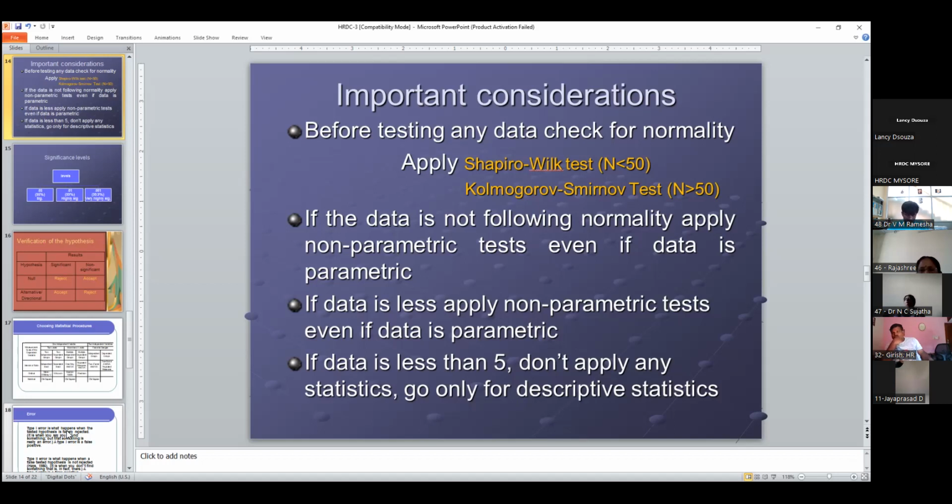Suppose your data is only 5 or below, please don't apply any statistics. It amounts to abuse of inferential statistics. You can just go for descriptive statistics. So again, I'm repeating, if data is very less, it is not wise to use any inferential statistics. Of course, the software gives you the analysis, but the authenticity of the applicability of those findings is still under question. So please keep these things in your mind, and we'll move on further.